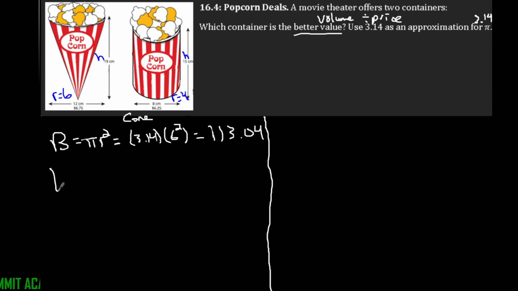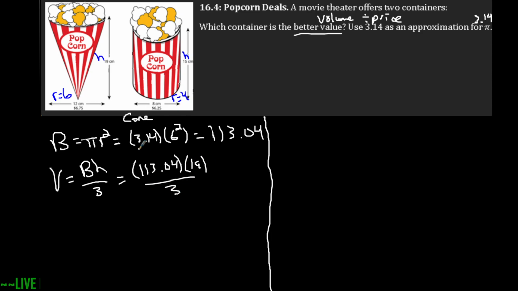Now we can find the volume of this cone, so we're going to say the volume of the cone is going to be big B times h over 3. So I plug in those values. I have 113.04 times our height, which is 19, all over 3. And so this is going to be equal to our volume. So we're going to say our volume is equal to 715.92 centimeters cubed.